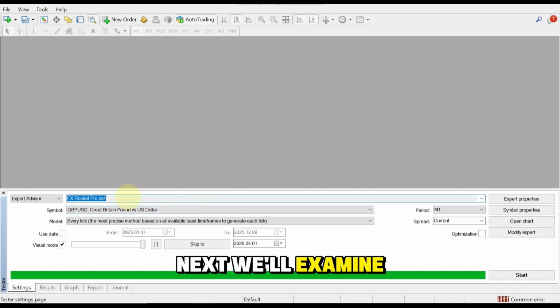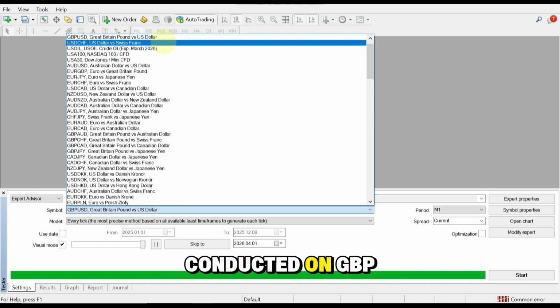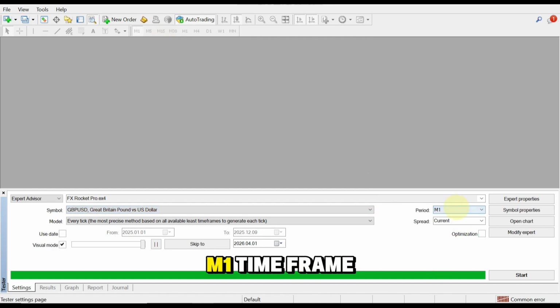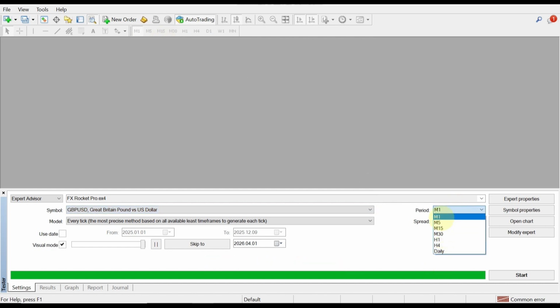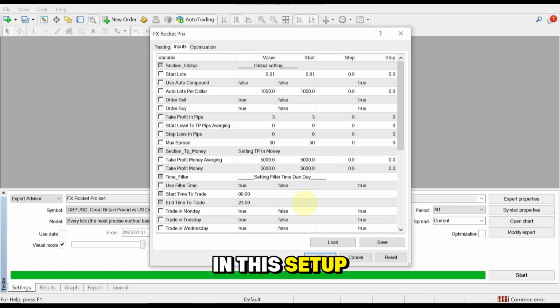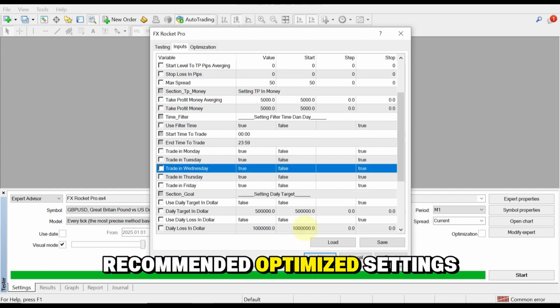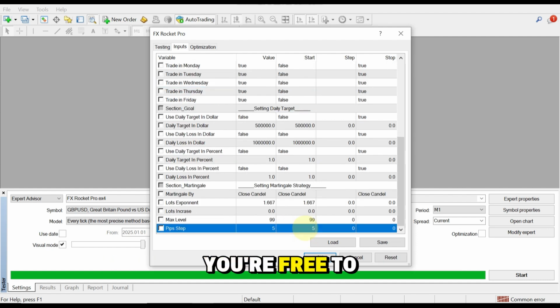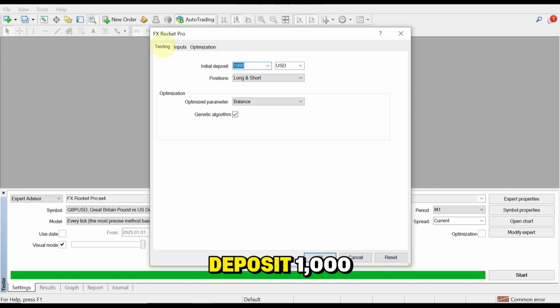Next, we'll examine how the EA performed in past market conditions through backtesting. This backtest is conducted on GBPUSD using the M1 timeframe. In this setup, we're running the EA with its recommended optimized settings. You're free to adjust these values to suit your own trading style. Deposit 1,000.